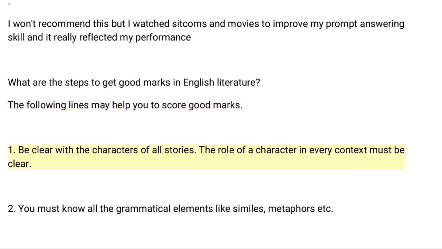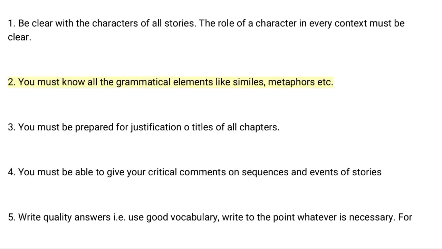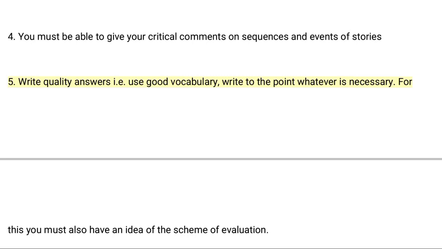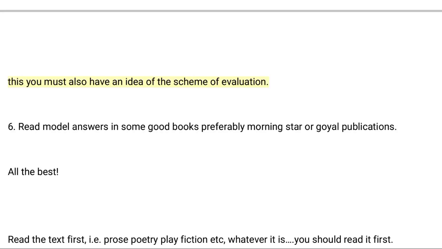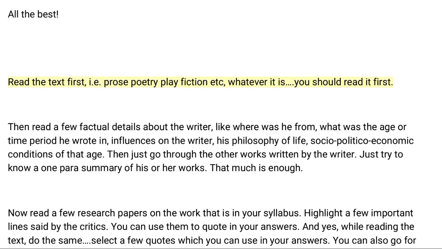What are the steps to get good marks in English literature? The following lines may help you to score good marks. 1. Be clear with the characters of all stories. The role of a character in every context must be clear. 2. You must know all the grammatical elements like similes, metaphors, etc. 3. You must be prepared for justification of titles of all chapters. 4. You must be able to give your critical comments on sequences and events of stories. 5. Write quality answers, i.e. use good vocabulary, write to the point whatever is necessary. 6. You must also have an idea of the scheme of evaluation. 7. Read model answers in some good books, preferably Morningstar or Goyal publications. All the best.